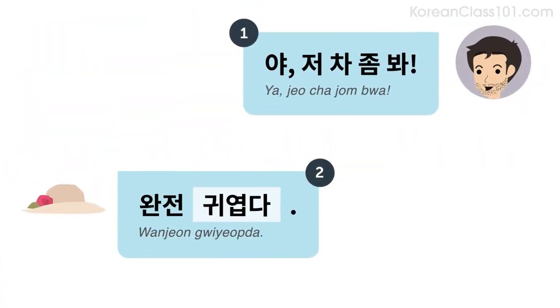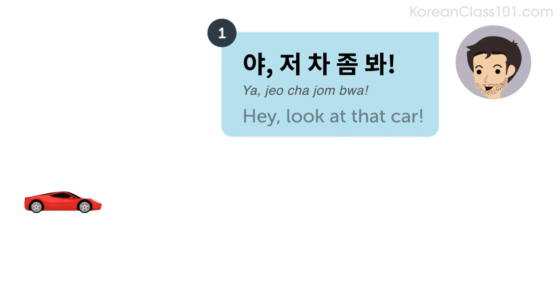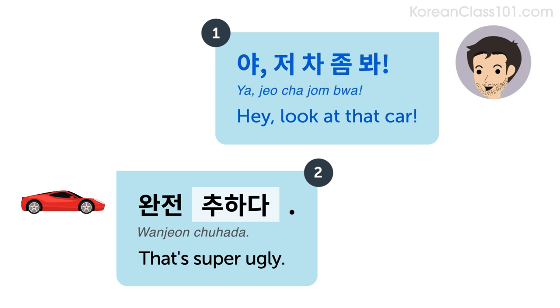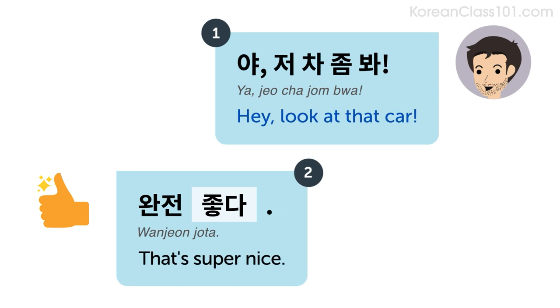Let's look at some examples. Listen and repeat or speak along with the native speakers. 야, 저 차 좀 봐. 완전 귀엽다. Hey, look at that car. That's super cute. 야, 저 차 좀 봐. 완전 추하다. Hey, look at that car. That's super ugly. 야, 저 차 좀 봐. 완전 좋다. Hey, look at that car. That's super nice.